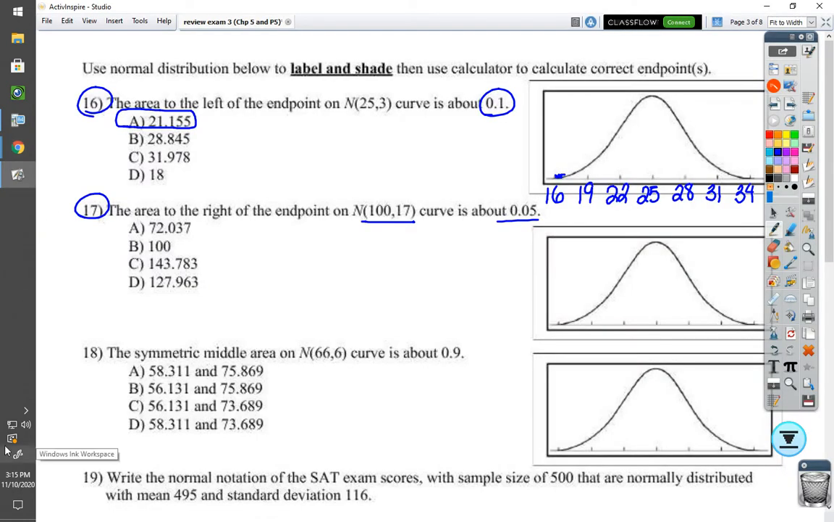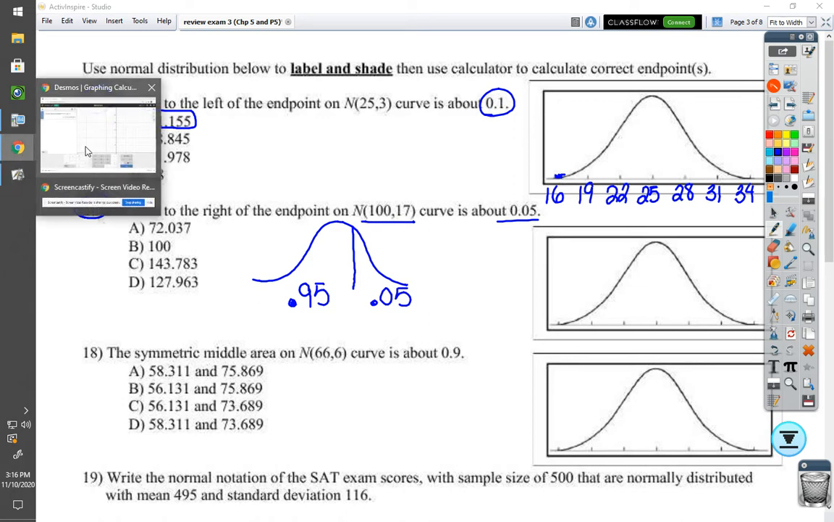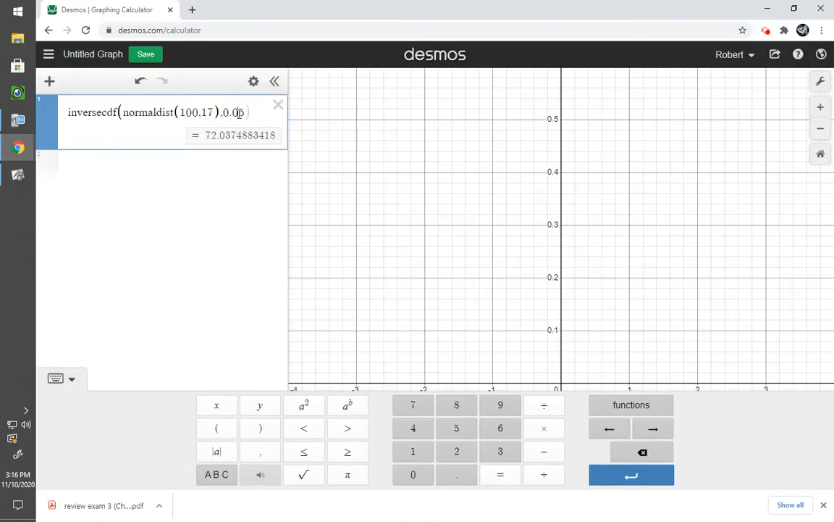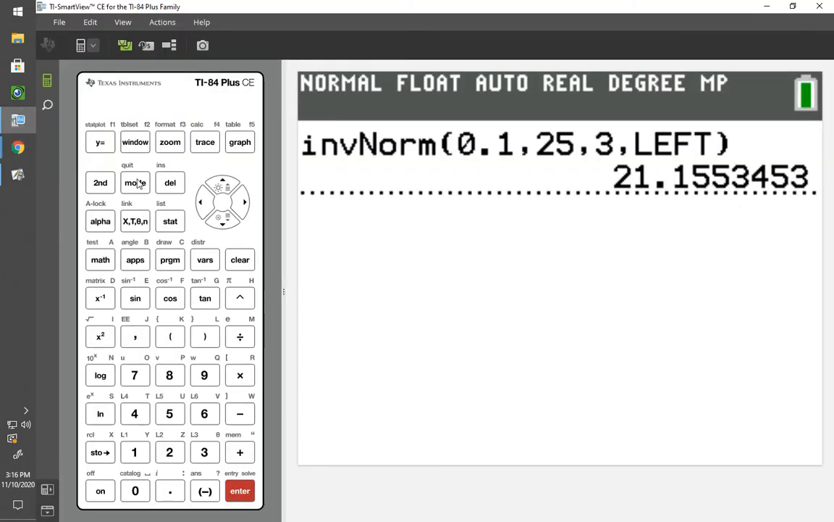So how do we calculate that? Well, again, remember, if the area to the right of my number is 0.05, then the area to the left of my number is 0.95, because the two of them have to add together to make the entire value. So if I go back into Desmos, and if there is a downfall in Desmos, it's that you can't do left, right, and change, I can find that I have 127.96. Now let's go see that in the calculator real fast just to make sure we're okay.